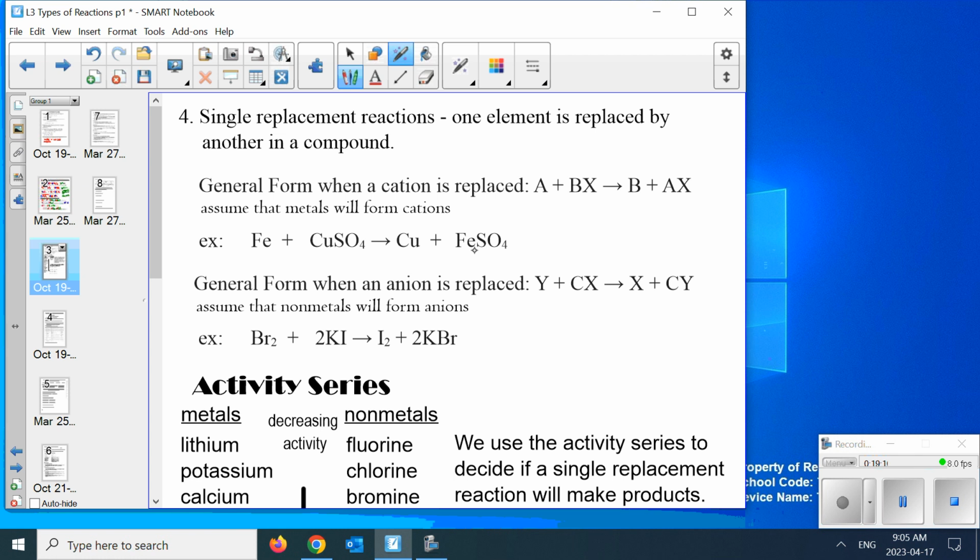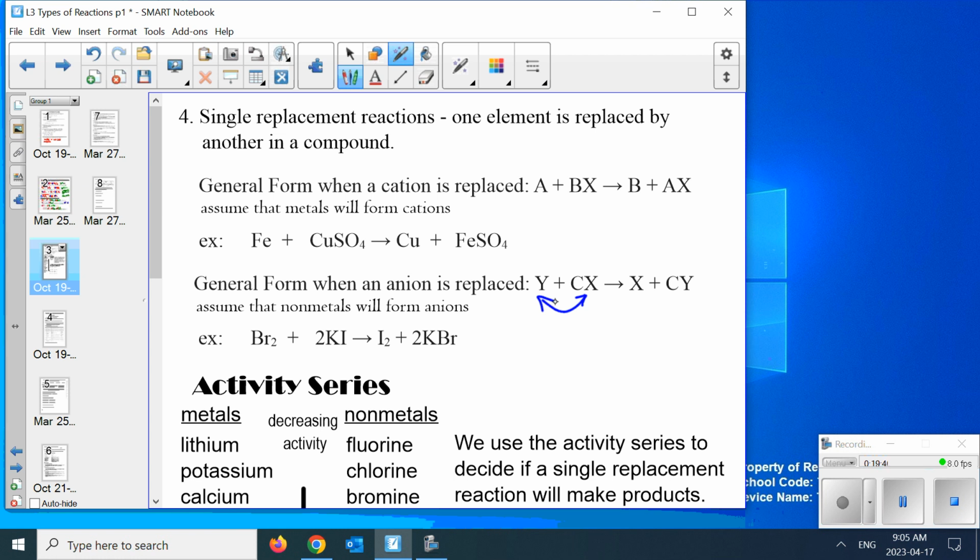When a negative, an anion, is replaced, the negatives are the second thing. So I put an X and a Y. That X is like a variable, it's not carbon. They switch places.